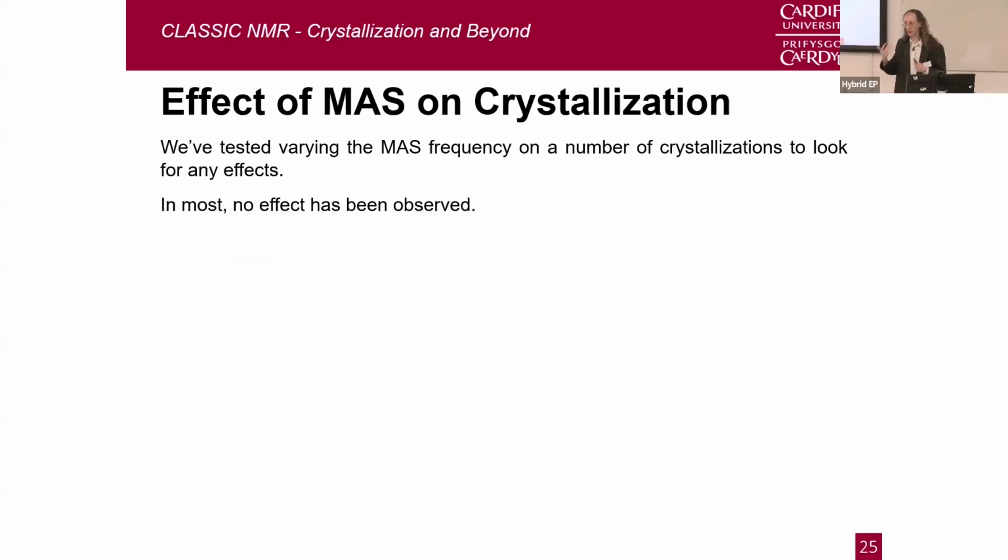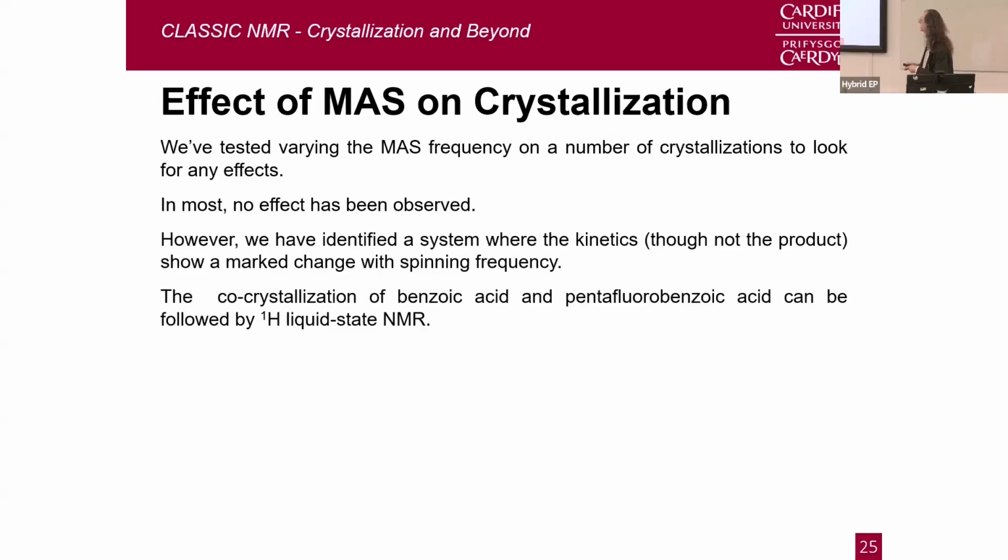So we've been aware of this for quite a long time, of course, and so we've always kept an eye out for it. We've usually run at least one experiment at a different spinning speed just to see if we get something fundamentally different happening. And generally, we don't. Most of the systems that we've studied, we're only working at speeds up to about 12 kilohertz. So we're not in the realms of doing 150 kilohertz. But on that kind of range of spinning speeds, we're not seeing an effect in most of the systems that we've studied. But there is one system which I want to talk to you about where the kinetics of a crystallization are affected. So the product is the same regardless of how fast you spin, but the time it takes for the crystallization to happen is markedly affected.